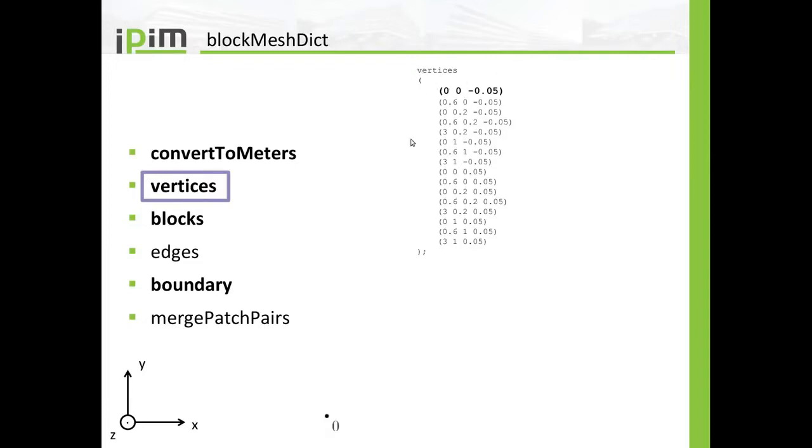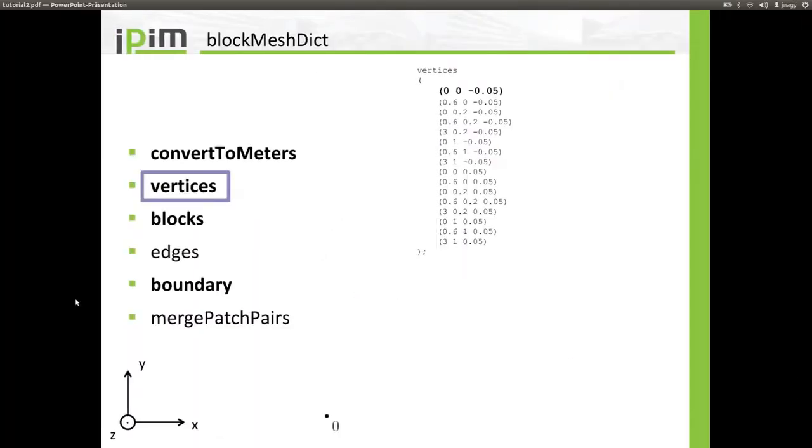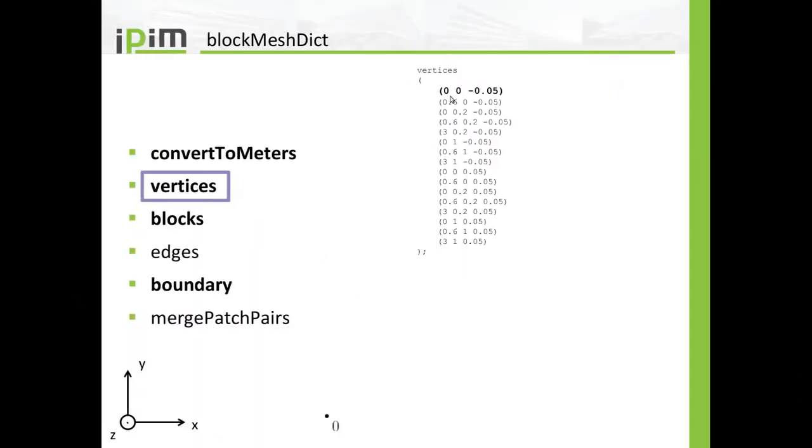Here you see I just copied the vertices from here to this presentation. Here you see 4, 8, 12, 16 vertices, 16 coordinates of 16 vertices, and I want to explain what those mean. Here you see the coordinate system, the x and the y direction, and I will show you here a schematic sketch of your geometry.